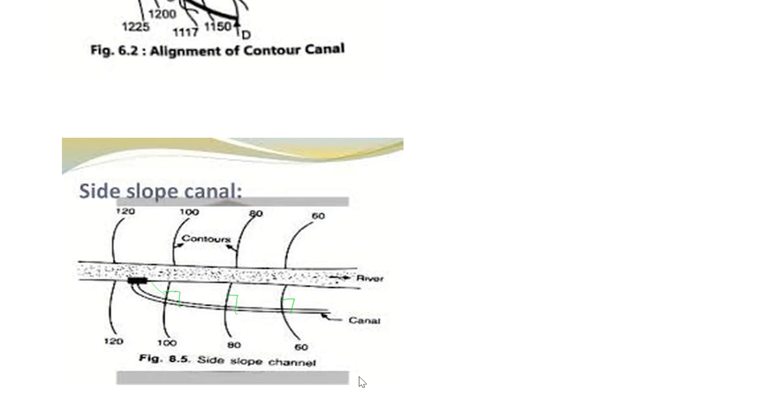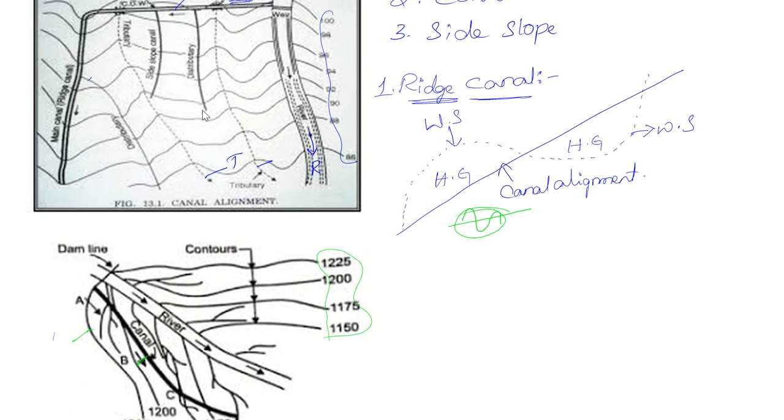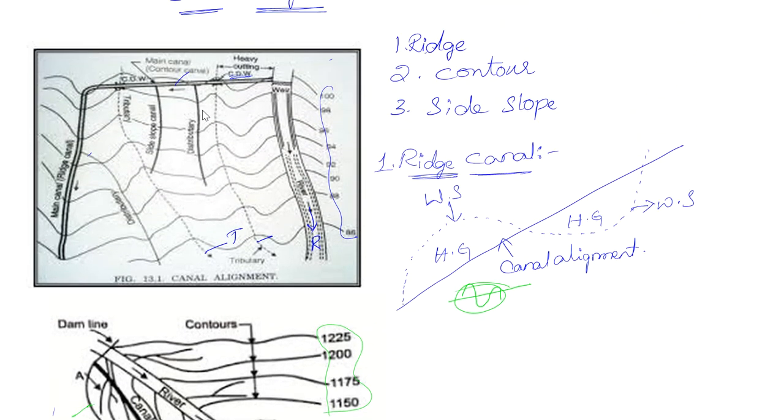Okay, that is about your side slope canals. In this session we have discussed three different alignments. First, we have come to know what canal alignment is, and you can see the image over here, how it is going to run from a river and how it is going to take place.